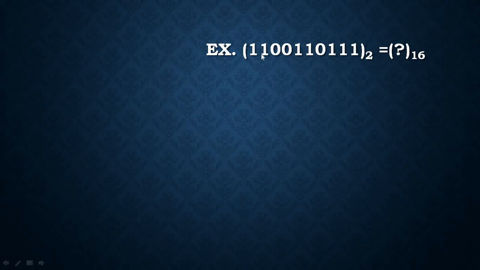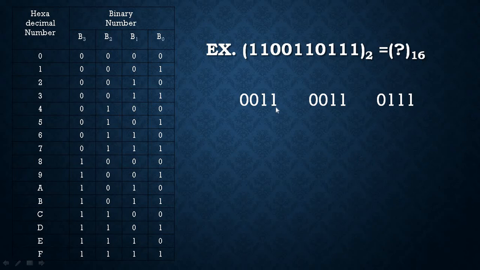We have one example, 1100110111 to the base 2, and we have to convert it into the hexadecimal number system. Now we start the grouping from the right side. We get the first group as 0111, the second group as 0011. Now only 2 digits remain. To create a group of 4 bits we have to append 2 extra zeros to that number, so the group becomes 0011. Now again we observe this binary number in the relation table, and we have to find out the equivalent hexadecimal number.